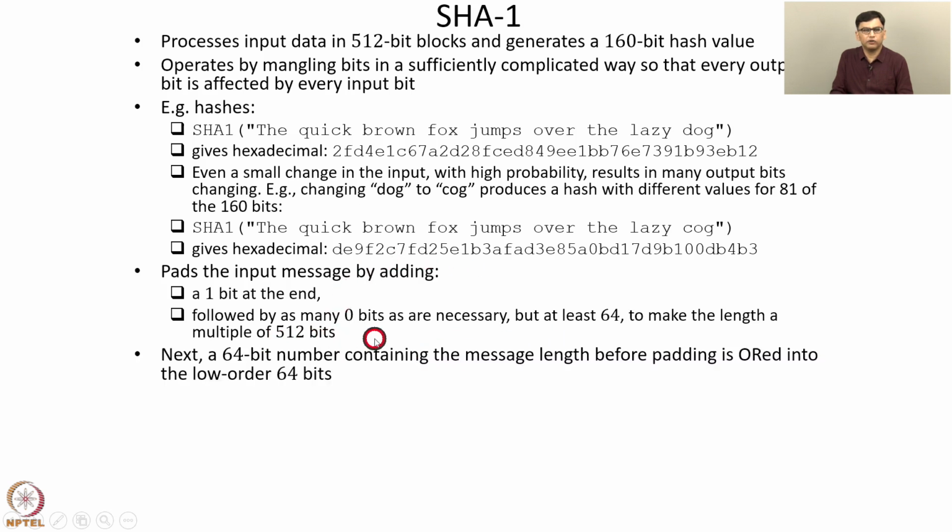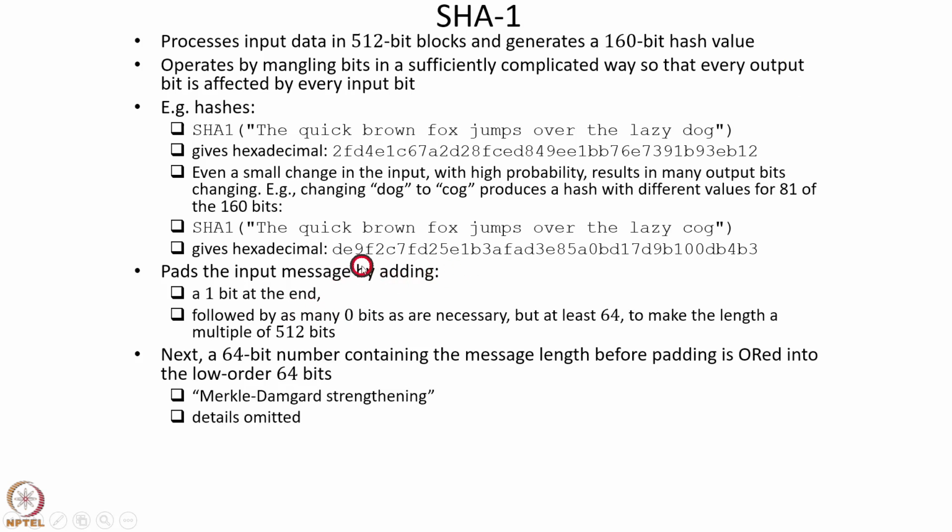Next, we take a 64-bit number containing the message length before padding and then OR it into the low order 64 bits. So notice that the low order 64 bits are always zeros because of this rule here. So OR the length as a 64-bit number into the low order 64 bits of the message to get the original message along with the padding, and the last 64 bits now contain the length of the message. This is known as Merkle-Damgard strengthening.